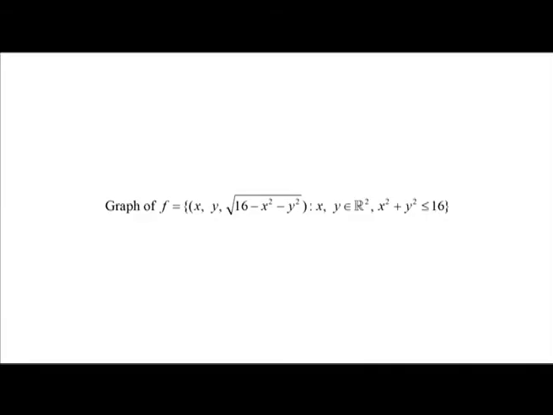By the definition, the graph of the function f(x, y) = √(16 − x² − y²) is the set of all triplets (x, y, √(16 − x² − y²)), where (x, y) belongs to R², with x² + y² ≤ 16.